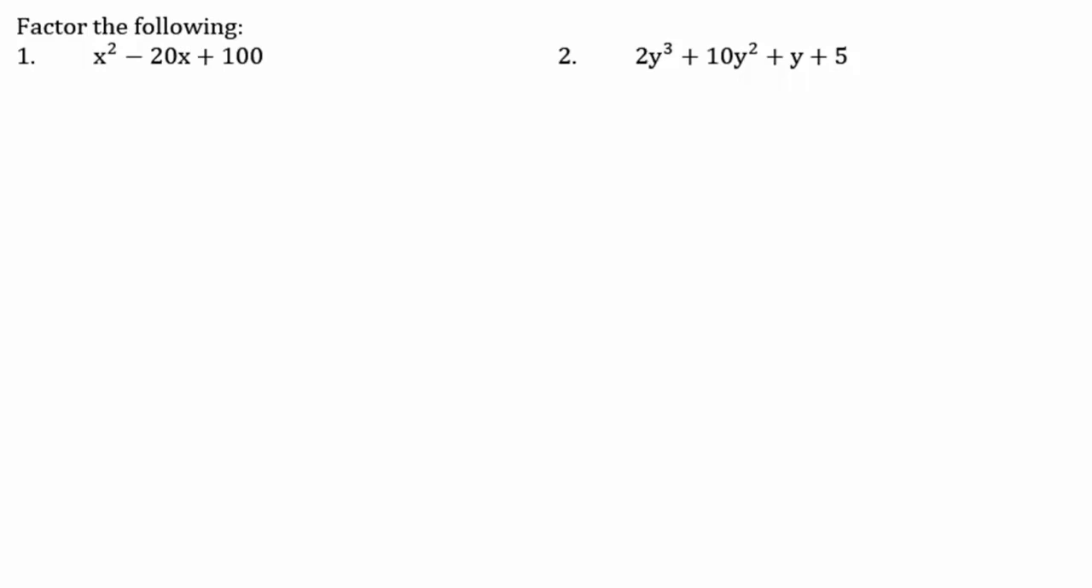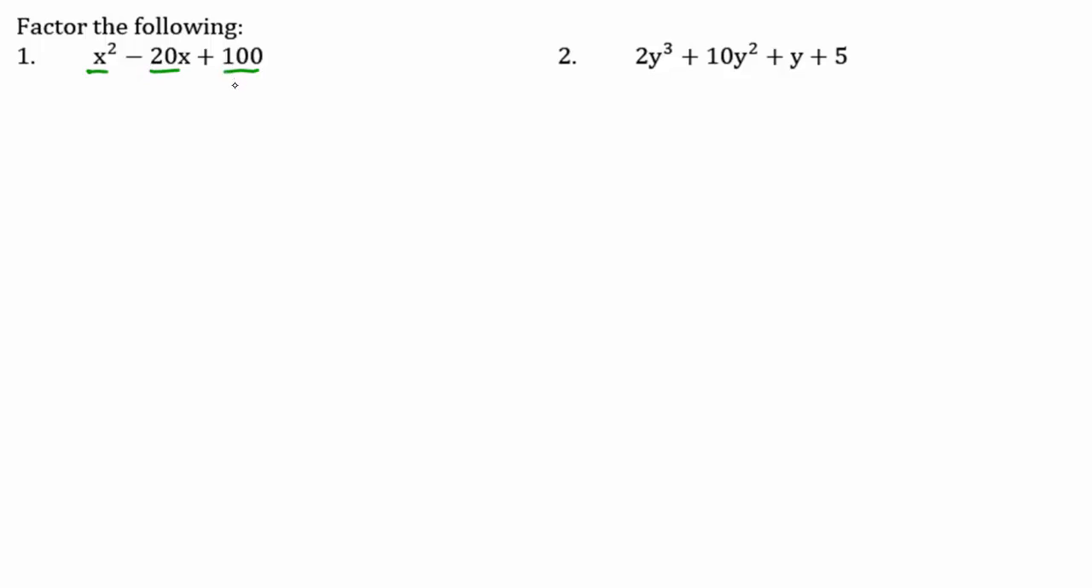So for numbers 1 and 2. Number 1, we look at this, and first and foremost, as we always do, we take a look and see what the GCF of these 3 terms is. Since this is a 1x squared and not all of them contain an x, the GCF here is 1, so we don't have anything to factor out. And then secondly, I see this is a trinomial. I can do maybe what 2 numbers multiply up to 100 and add up to negative 20.